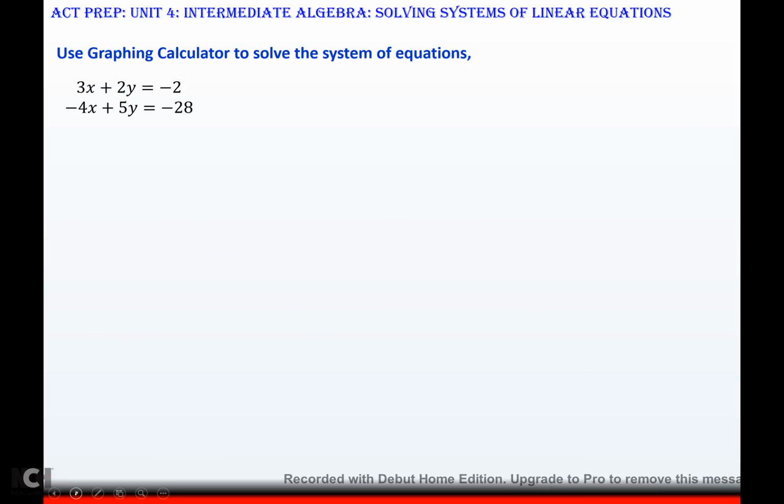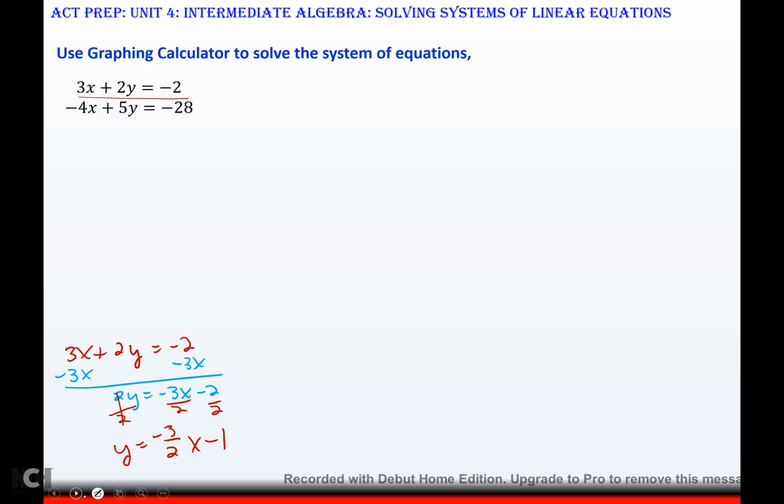Okay, so if I use a graphing calculator to solve this system, the first thing I have to do is get y alone in this equation. So if I take 3x plus 2y equals negative 2, and I get y alone, I'm going to minus 3x: 2y equals negative 3x minus 2, divide by 2, and I get y equals negative 3 halves x minus 1. If I get y alone in my second equation, I have negative 4x plus 5y equals negative 28.